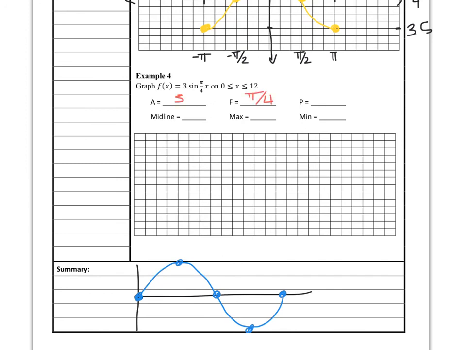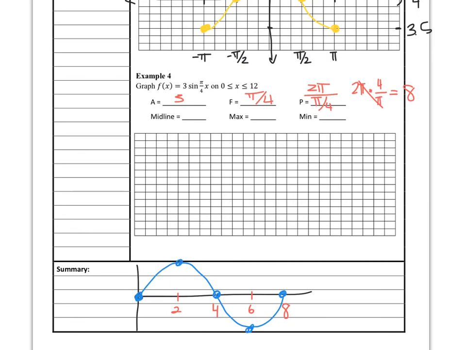And then our period is 2 pi over pi over 4. So this is where our keep change flip is going to come in handy. So we keep the top, we change division to multiplication, and we flip the bottom, so 4 over pi. Pi's cancel, so that means the period happens within a value of 8. And so therefore I'm going to label this as 8 here. Halfway would be 4, half of that would be 2, and then the other side would be 6.